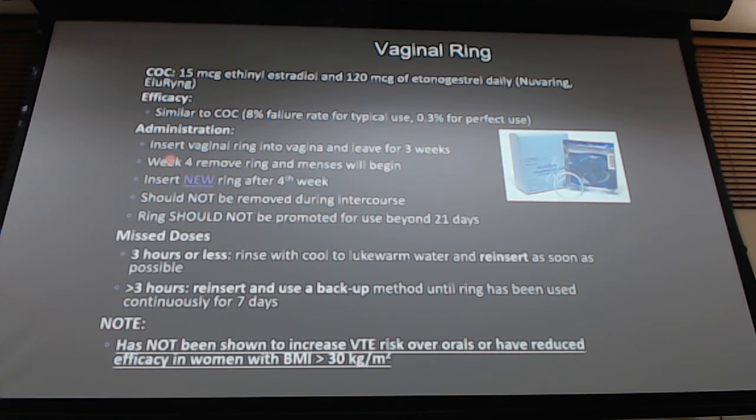If it does come out or they realize that it is no longer in, they only have 3 hours. So if they put it back in, or if they insert a new one within that 3 hours, they're okay. If it is over that 3 hours, backup method for 7 days. With this, you see that we're not worried about an increased VTE risk, and we do see that if someone has a BMI that is over 30, the efficacy of our NuvaRing does go down.